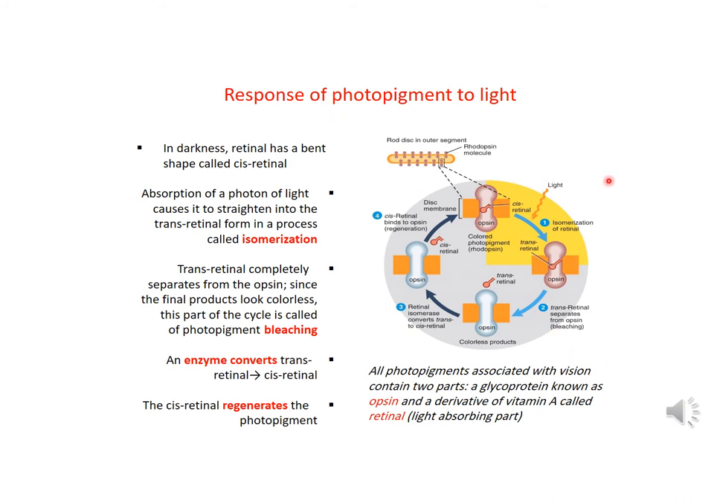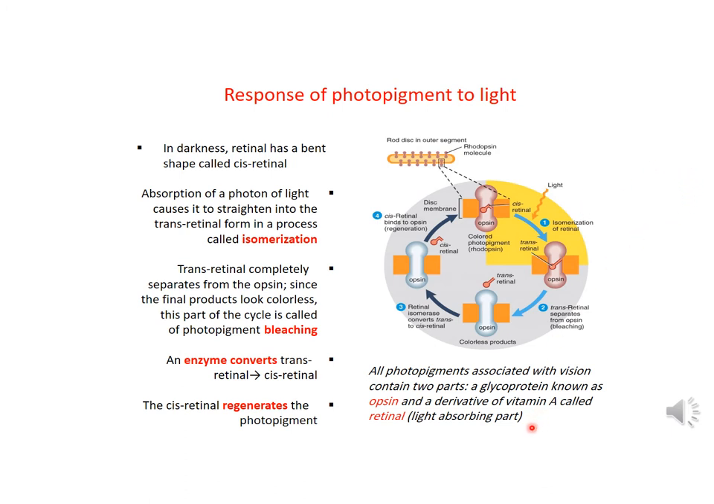In the presence of light, we have degeneration of the pigment. What's the meaning of degeneration of the pigment? We have change of the cisretinal into transretinal and separation of the transretinal from the opsin molecule. But in darkness, dark activates the isomerase enzyme, and when you activate the isomerase enzyme, you transform the transretinal back into cisretinal. Cisretinal can come back and combine with the opsin molecule to regenerate the photosensitive pigment.